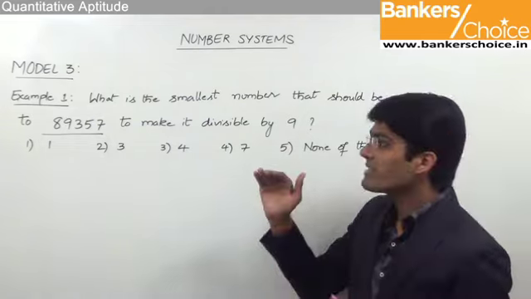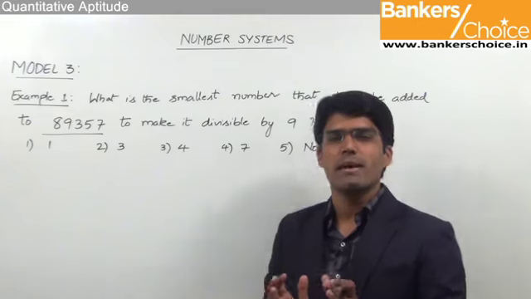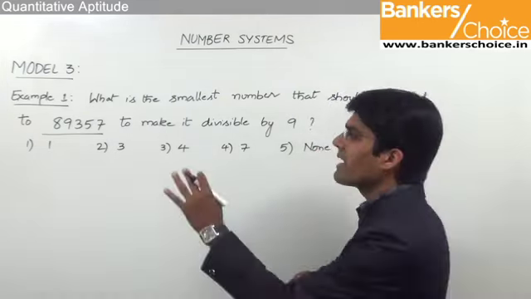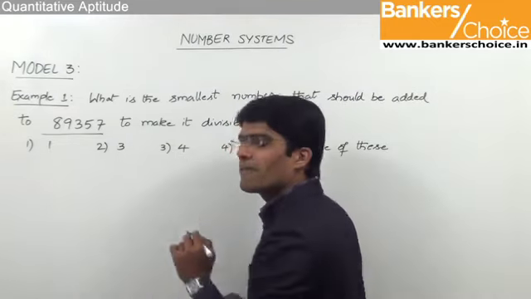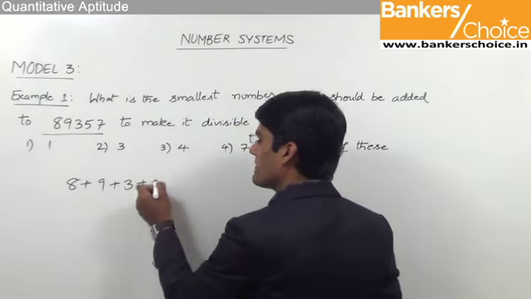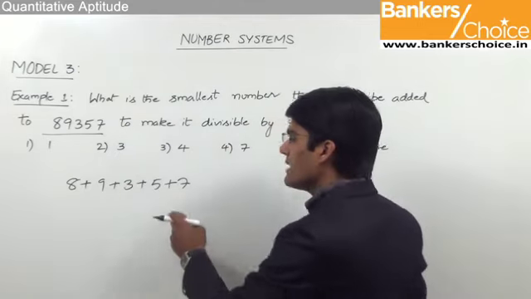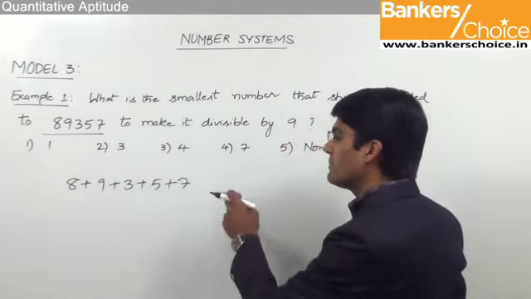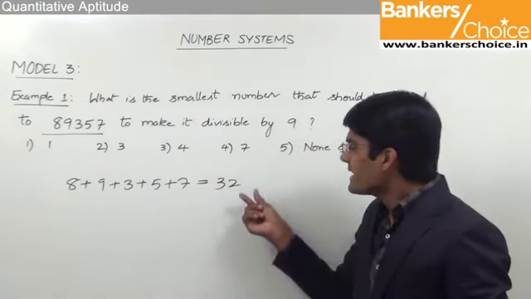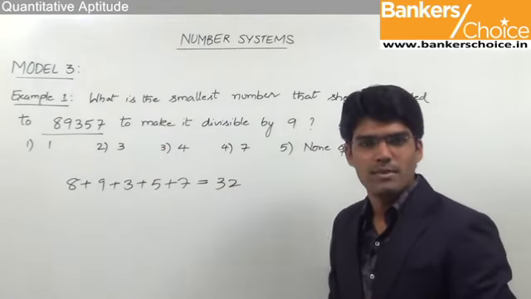So let us understand what is the smart way of solving the question here. We know that a number is divisible by 9 only when the sum of its digits is a multiple of 9. So let us first check what is the sum of the digits in case of 89357. So 8 plus 9 plus 3 plus 5 plus 7. 8 plus 9 is 17 plus 3 is 20 plus 5 is 25 and plus 7 is 32. That means the sum of the digits is 32. Now since 32 is not a multiple of 9, we can understand that the given number is not divisible by 9.